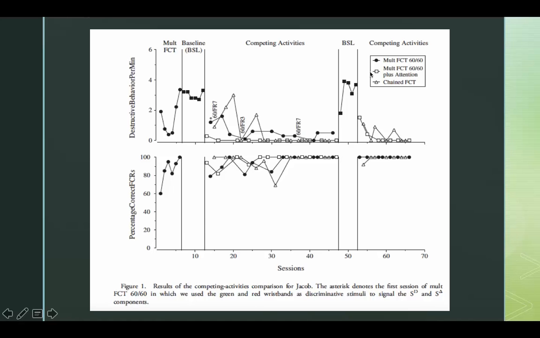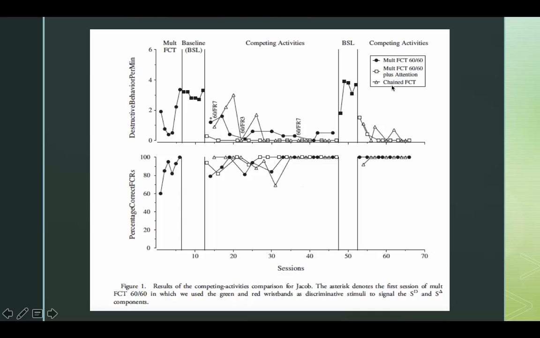The point is they looked at two things with Jacob. This was one of the two participants. And one was, well, how about if we put in attention? During that period of time, the S delta time, when he doesn't have access to the reinforcer anymore, we are going to just provide attention. And sure enough, that's the closed squares. You see it continues to be very low.